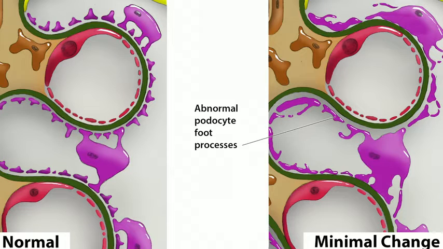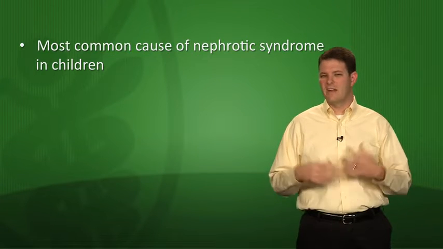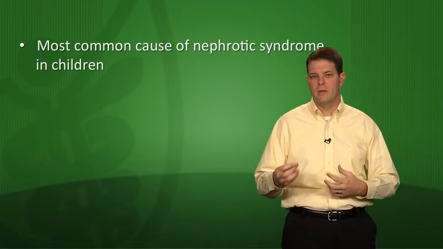Now, on our drawing, everything looks pretty normal, except for some distortion and irregularity of the foot processes. This distortion makes the glomerular filtration barrier more permeable to albumin, which is what leads to the proteinuria. Now, you should associate minimal change disease with children. It's by far the most common cause of nephrotic syndrome in children. Something like 75% of children with nephrotic syndrome have minimal change disease.